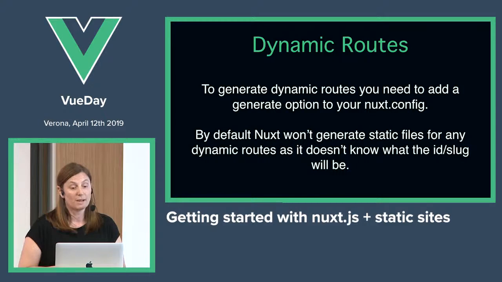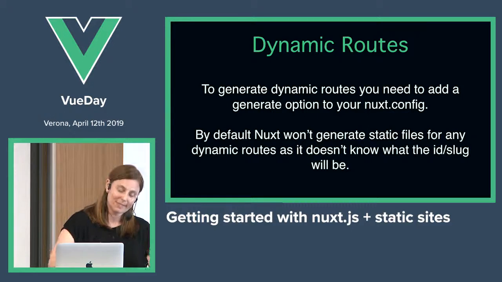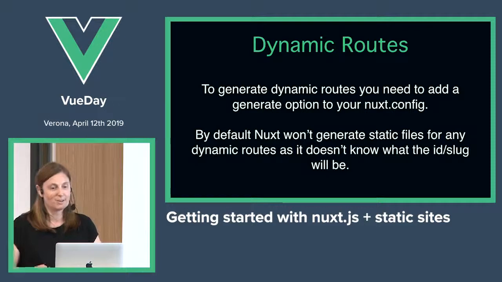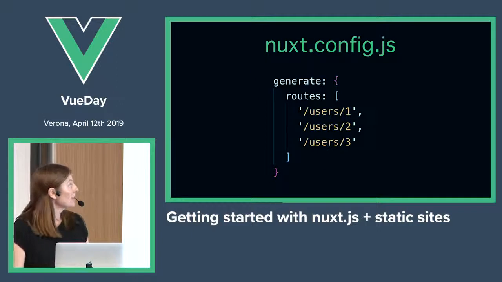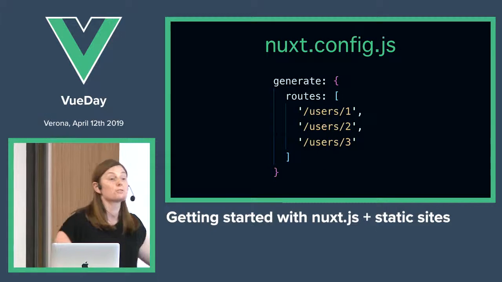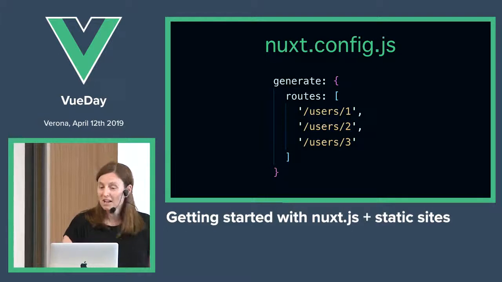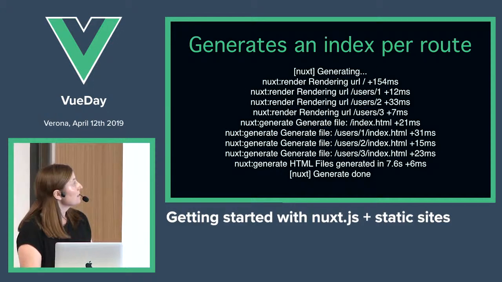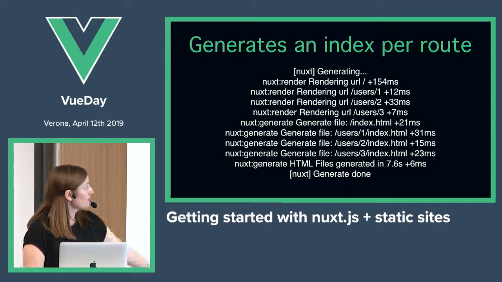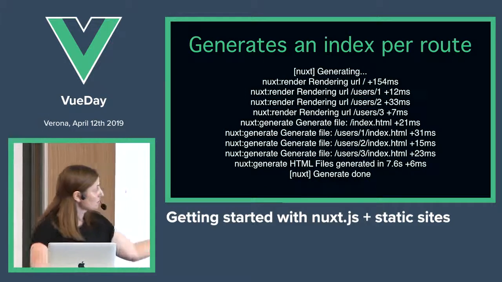config. By default, Nuxt will not generate a static file for any dynamic routes as it does not know what the ID or slug will be. Nuxt is magic, it's very clever, but you need to tell it what the ID is going to be. It doesn't know, okay? So all you've got to do is say, generate me the routes user 1, user 2, user 3. This could be user Bob, user Maria, user Sophia. Simple as that, right? That generates your index per route, so you can see it here, users/1/index.html, users/2, users/3.